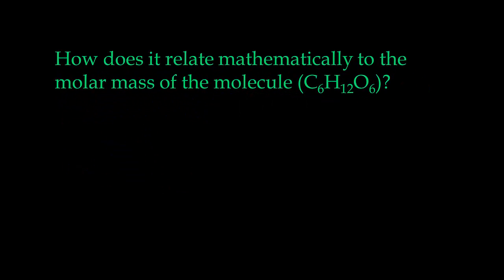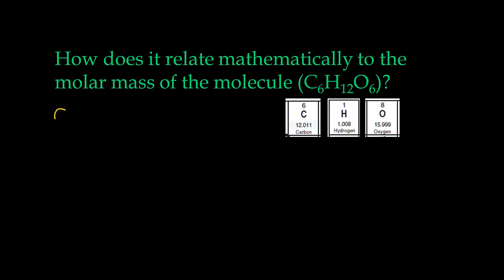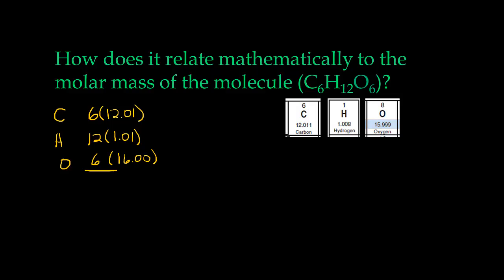So how does it relate mathematically to the molar mass of C6H12O6? Well, this is 6 times 12.01, and hydrogen is 12 times 1.01, and oxygen would be 6 times 16.00. And that is 180.18 grams per mole. And this is equal to the molar mass of the molecular formula.